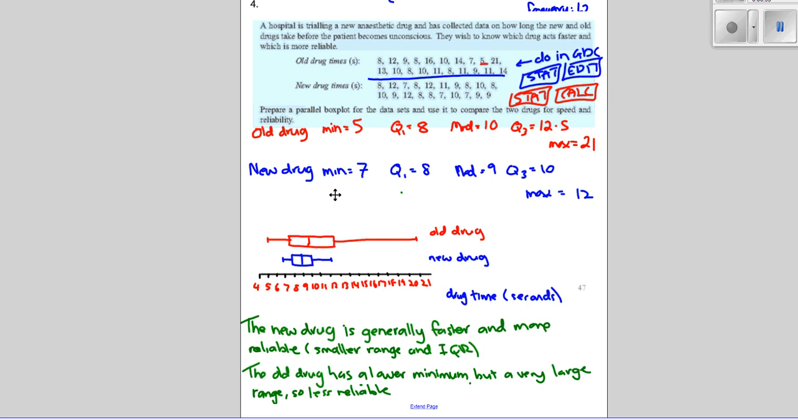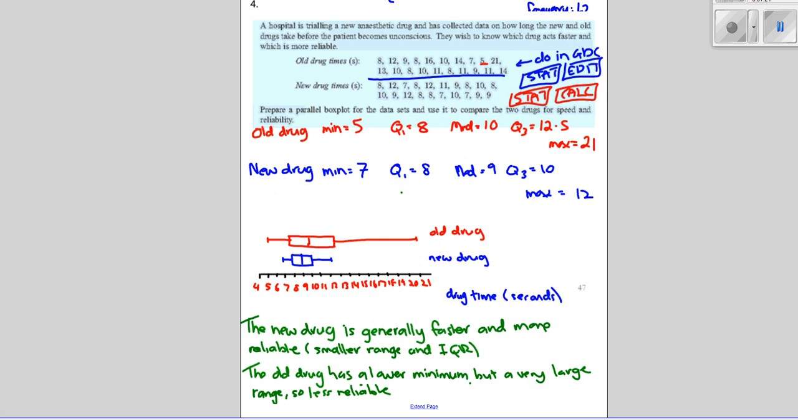Then we did the same for the new drug. I plotted it together, and just set them roughly on top of each other, make sure they're not touching, and make sure you label which one's which. It doesn't matter if I do the red one on the bottom and the blue one on the top, so long as they're above the scale somewhere. So what did I say? The new drug is generally faster and more reliable, with a smaller range and interquartile range. The old drug has a lower minimum but a very large range, so it's less reliable. And overall, maybe I would say the new drug was faster. To some extent, we can argue both ways.